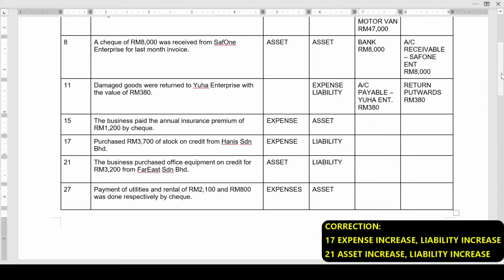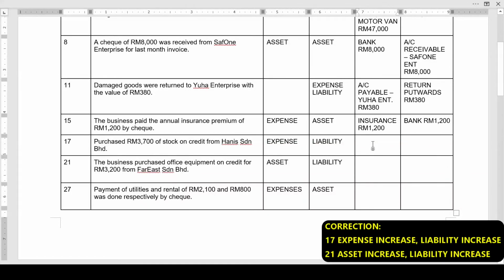Next, the business paid the annual insurance premium of 1,200 by JET. We have discussed here: decrease in asset, increase in expense. Increase in expense, debit. Which account to be debited? Insurance. You simply put that as insurance, RM 1,200. What about the decrease in asset? Decrease in asset, you credit. Which asset account to be credited? The asset affected here is cash at bank. So bank, RM 1,200.